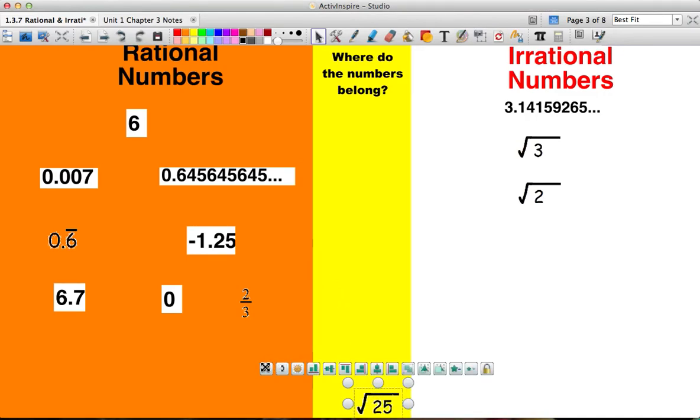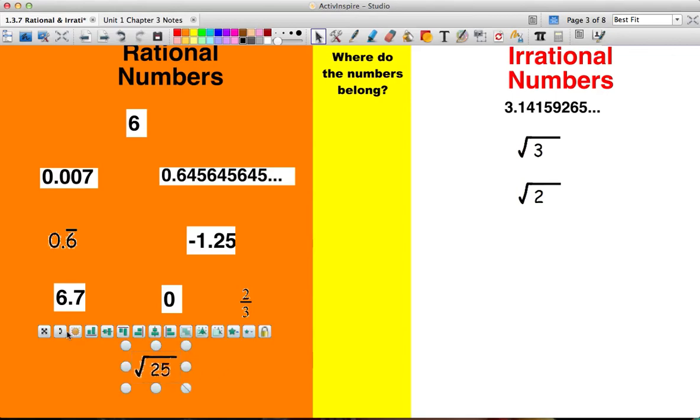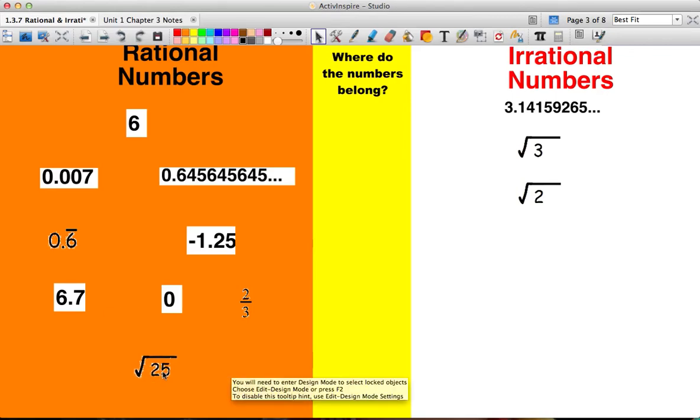And then the square root of 25, when you plug it into a calculator, or if you know that 5 times 5 is 25, you know the square root of 25 is 5.